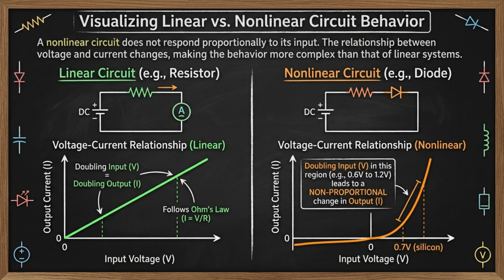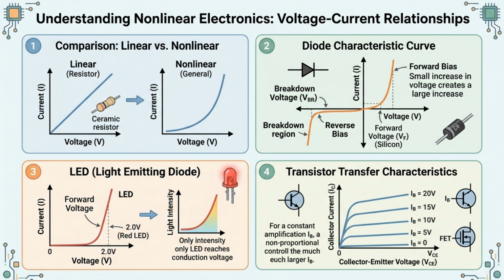Doubling the input does not necessarily double the output. Instead, the relationship between voltage and current may change depending on operating conditions, making the behavior more complex than that of linear systems. Many practical electronic devices are inherently nonlinear. Diodes, transistors, LEDs, and semiconductor devices all exhibit nonlinear voltage-current relationships.